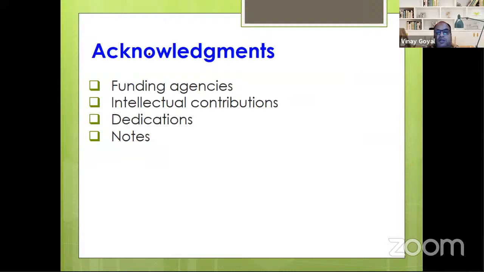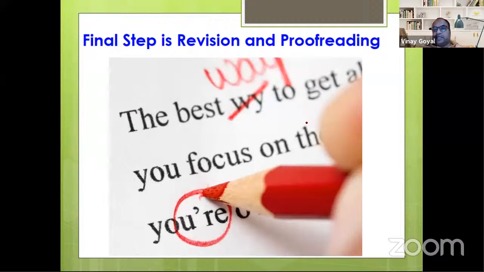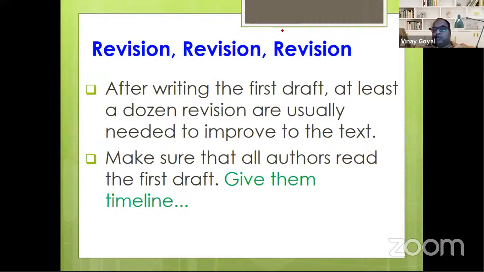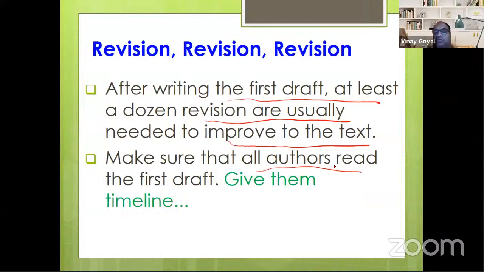Then, as I said, you have to give the acknowledgements to funding agencies, intellectual contribution, dedication. Then proofreading is another step of writing a quality paper. You have to continuously revise and proofread your paper three times, four times. After writing the first draft, at least a dozen versions or revisions are usually needed to improve the text. Make sure that all authors read the first draft and give them the timeline.